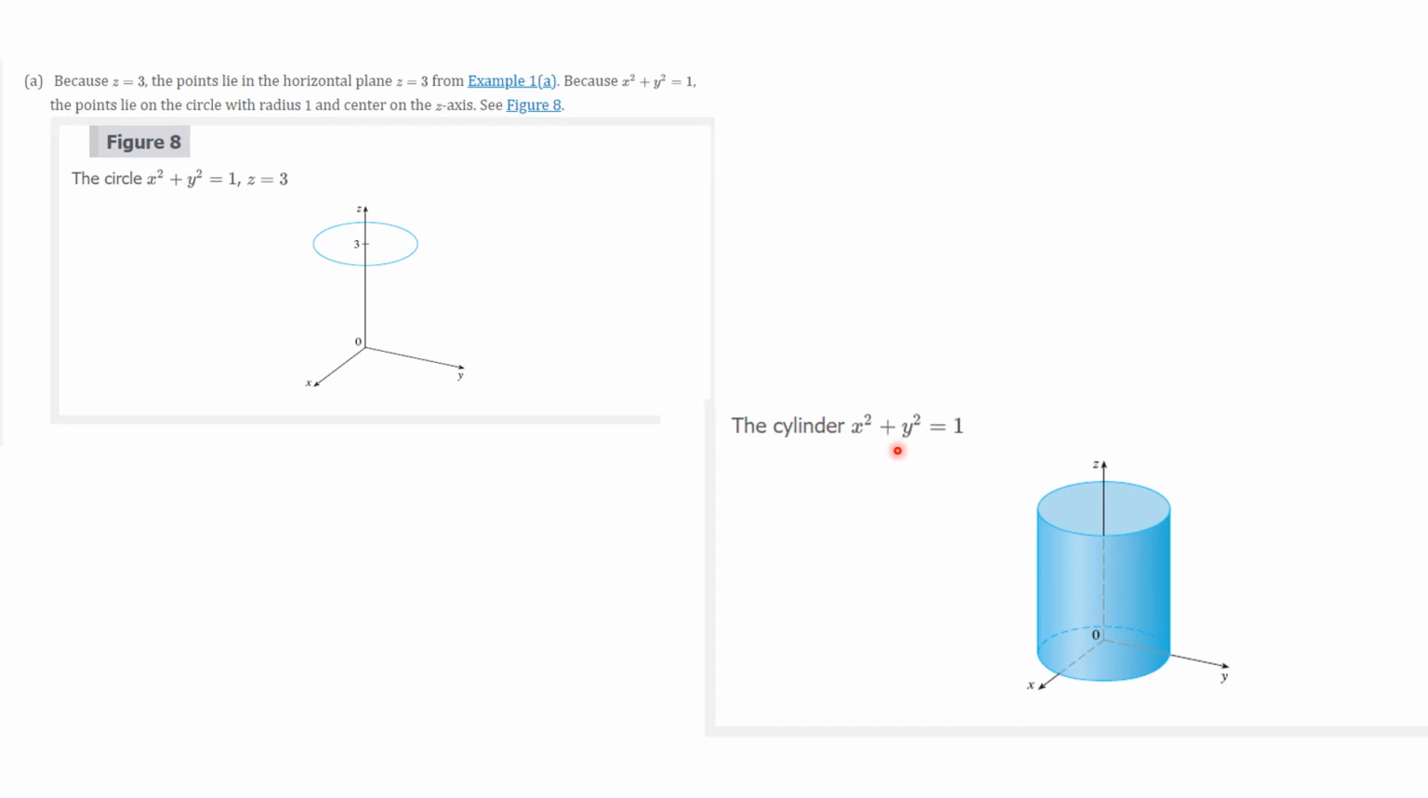If we look at the surface x squared plus y squared equals 1 in three-dimensional space, z can be anything at all, positive or negative. Actually, z could be anything, and so it's a cylinder of infinite height. So it's this entire surface. It's the cylinder. Now, it's not everything that's inside, it's just everything that's on the surface of this cylinder.